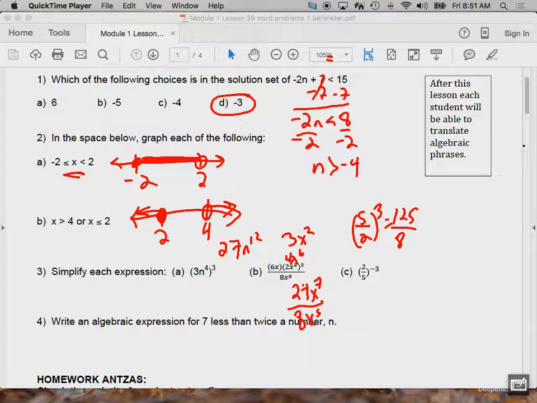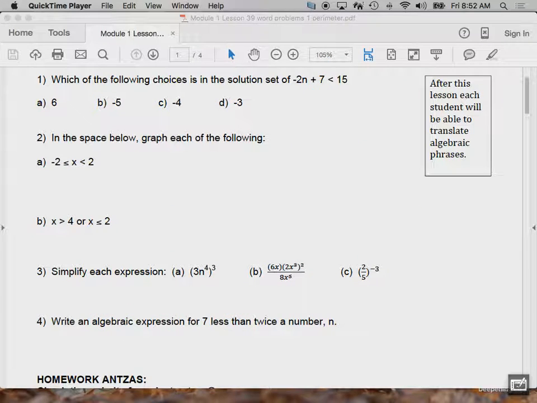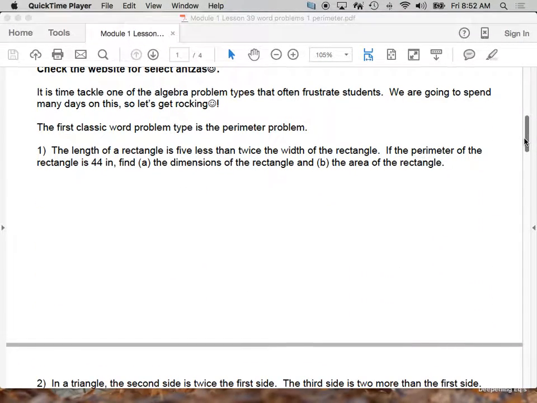Next, write an algebraic expression for 7 less than twice the number n. Magic word, less than. Last shall be first, and first shall be last. Very good. 2n minus 7. I thought it was going to be 7 minus 2n. I thought it was going to be wrong because I thought it would have a less than sign. No, it says write an algebraic expression. If it would have said something like solve the inequality, then you would think that way. And that's a really, really good point that I tend to screw up and not mention enough, so I'm really glad you mentioned it.